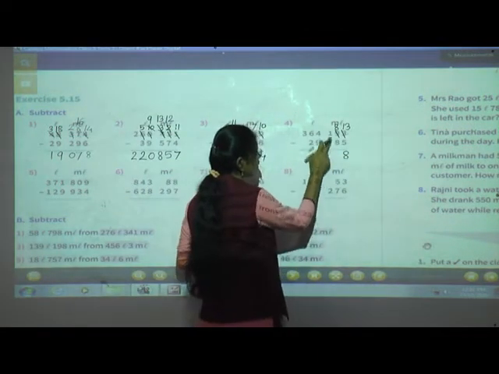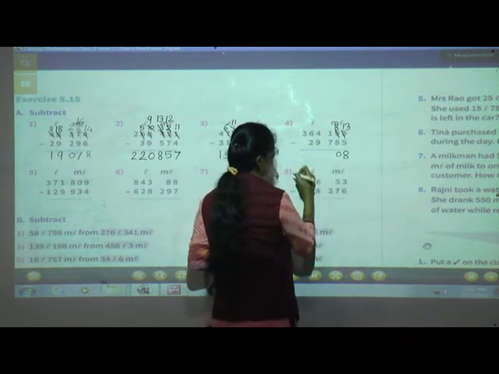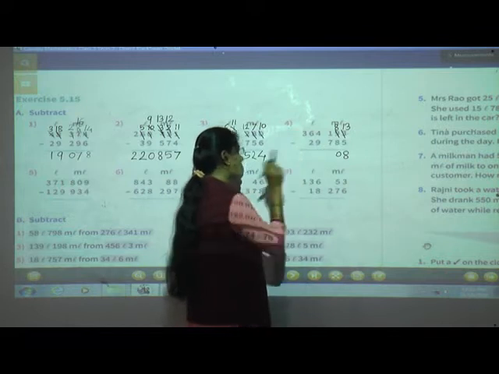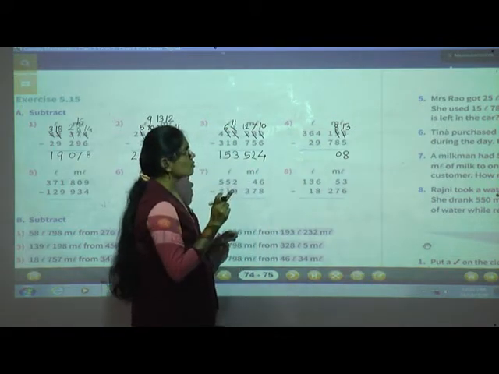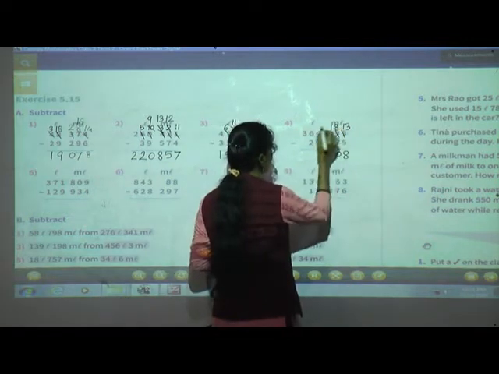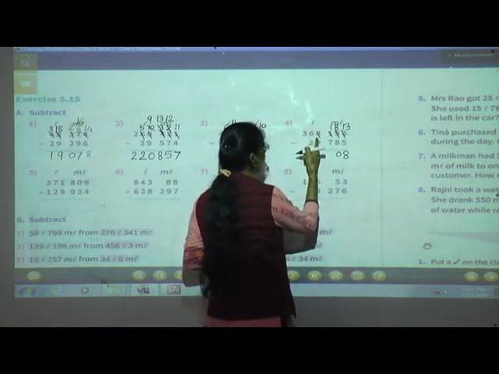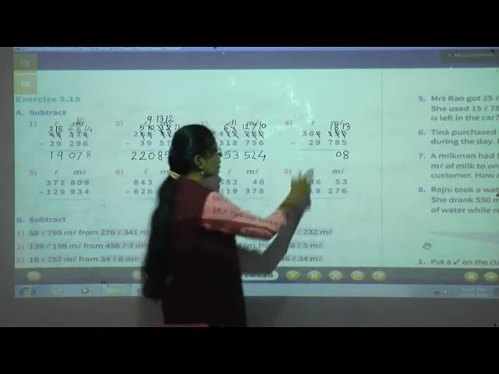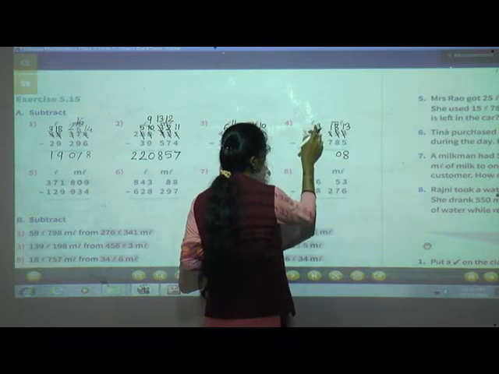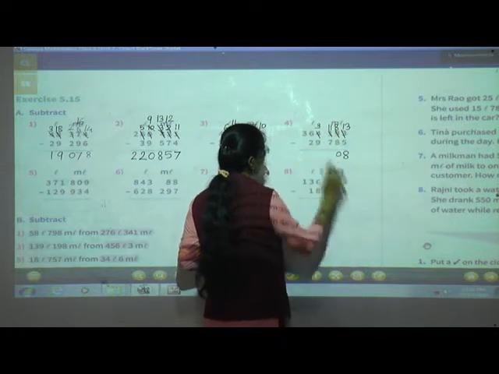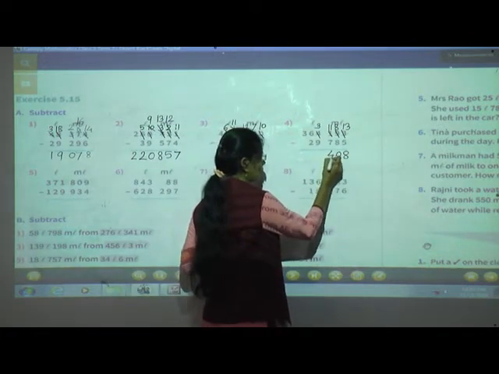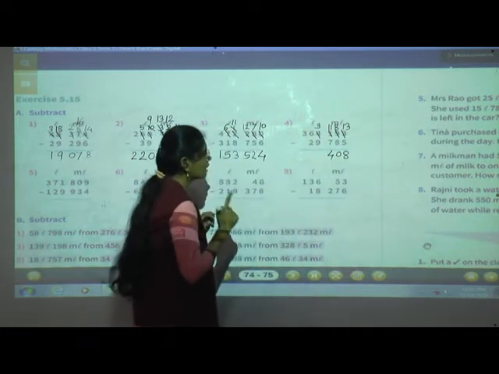Then see this column, 8 minus 8, 0. Now here 1 is there, here 7 is there. 1 minus 7. Again 1 is smaller than 7. So 1 minus 7 is not possible. So we'll cut this one, write as it is, and then we'll take one borrow from the neighbor. Now here 4 is there. So we'll take one borrow from the 4. So here 4 minus 1, here 3 will remain, and this 1 will become 11. 11 minus 7, 4. Then 3 minus 9, again not possible.